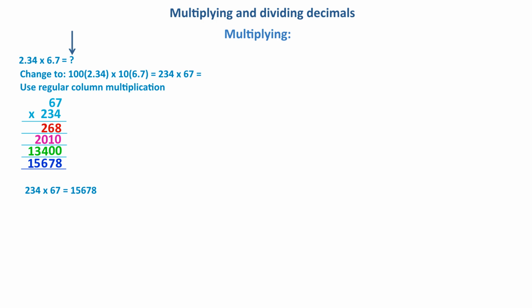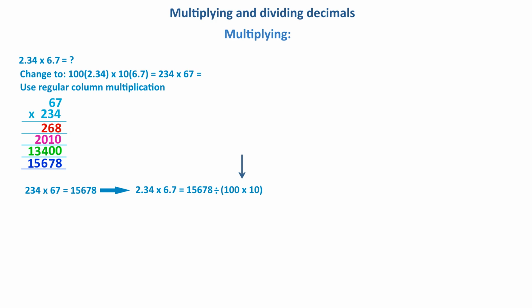If we just rewind the lesson a little bit, you can remember that at the start here, we multiplied 2.34 by 100 and we multiplied 6.7 by 10. So this 15,678 is 100 times 10 times too big. So all we need to do to get 2.34 times 6.7 is to divide by 100 times 10.